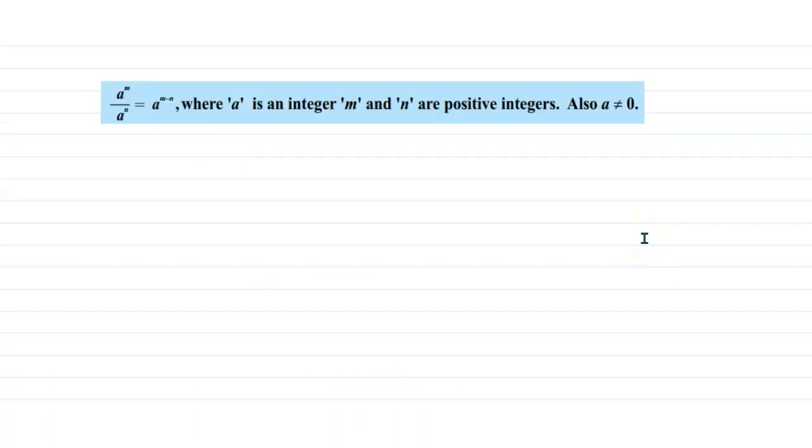So next we have the quotient rule, where we are dividing 2 exponents. So let's see how to do it. We have a raised to power m divided by a raised to power n, and this is equal to a raised to power m minus n. So let's take a as 2, let's take m as 3, and let's take n as 2. Let's expand the numerator and we get 2 times 2 times 2. Let's expand the denominator and we get 2 times 2.